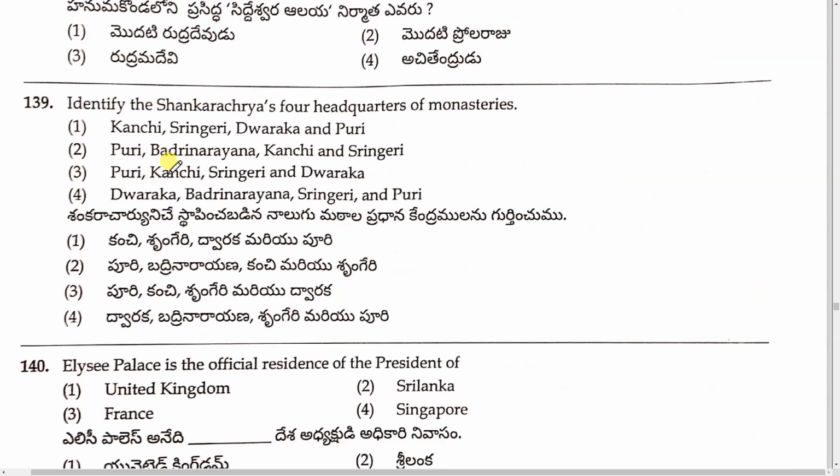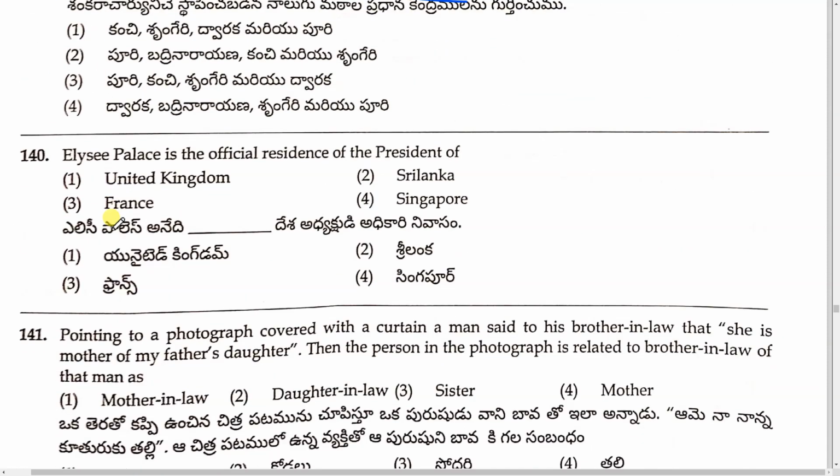Rudradeva I. Identify Shankaracharya's four headquarters of monasteries. The correct order is first Dwarka, then Badrinarayan, then Sringeri, then Puri. This was the correct order, or the correct places we can say. The Elysee Palace is the official residence of the president of... The Elysee Palace is just like the White House or Rashtrapati Bhavan. It is the official residence of the president of France.